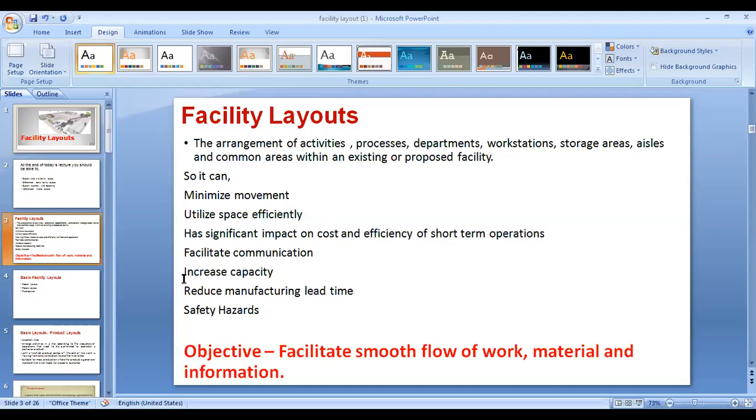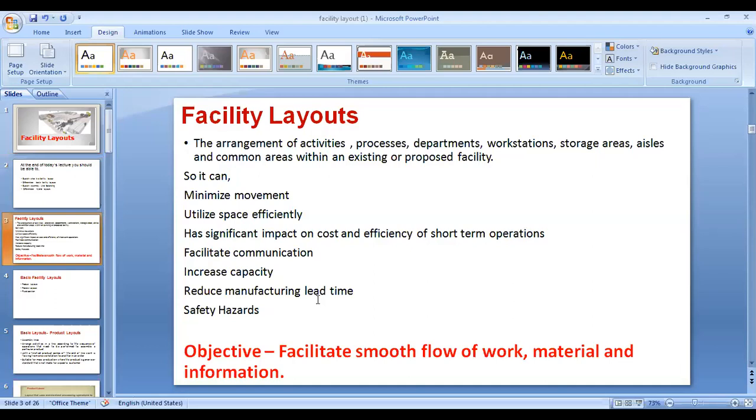And the next point is that it increases capacity. What is the number of stocks that you are going to have in place in a particular warehouse? Based on that, how we are going to arrange the things in a facility again affects the capacity of the warehouse or the space, and it reduces manufacturing lead times, no wonder.